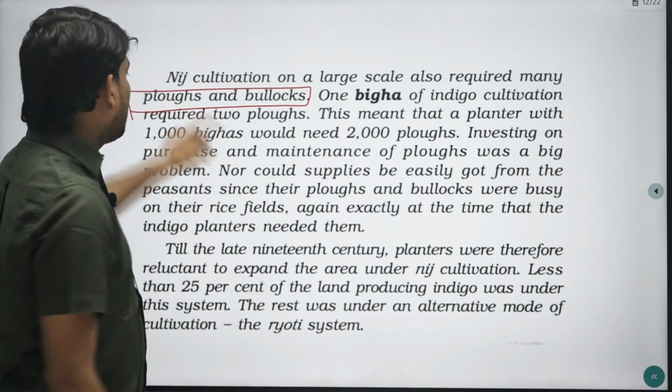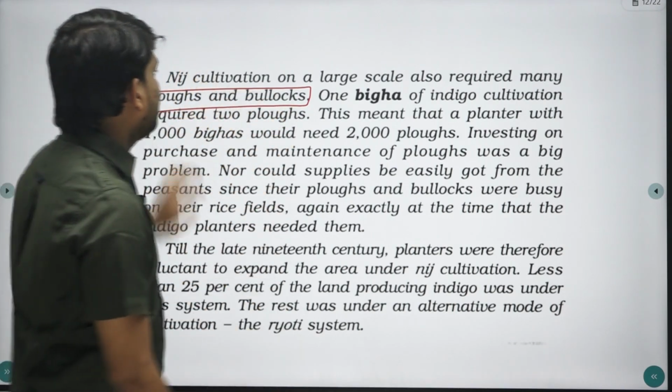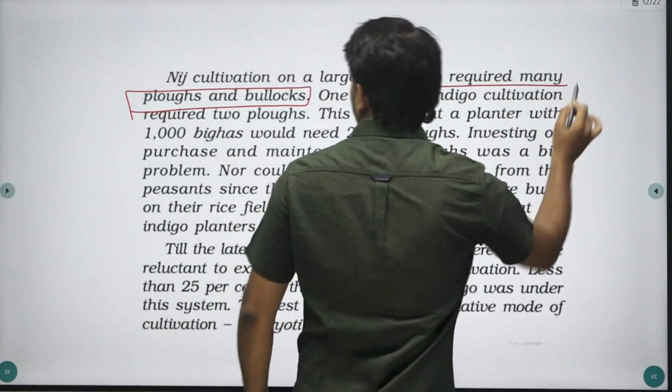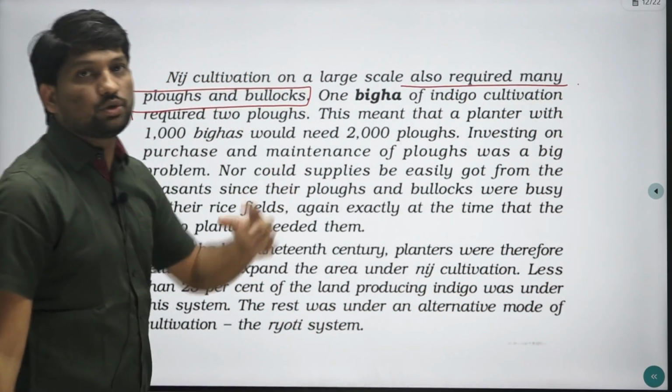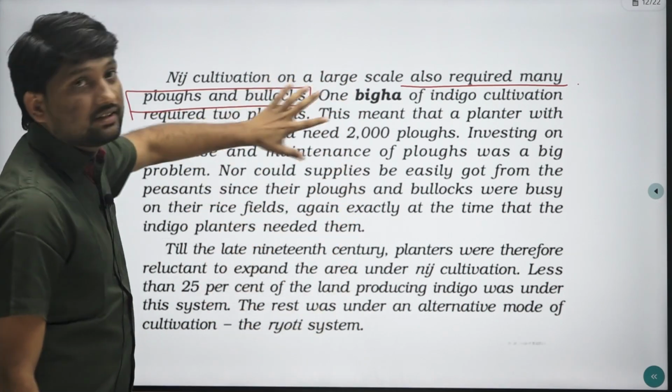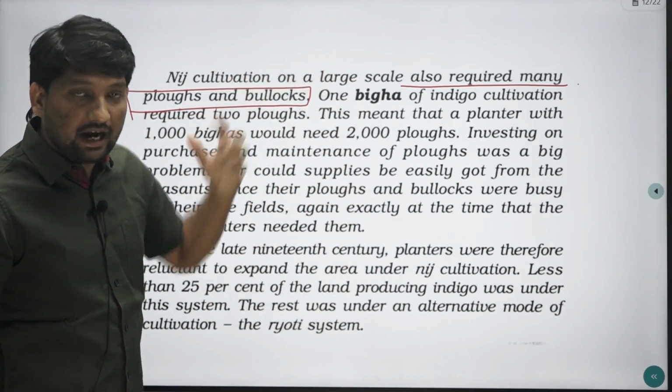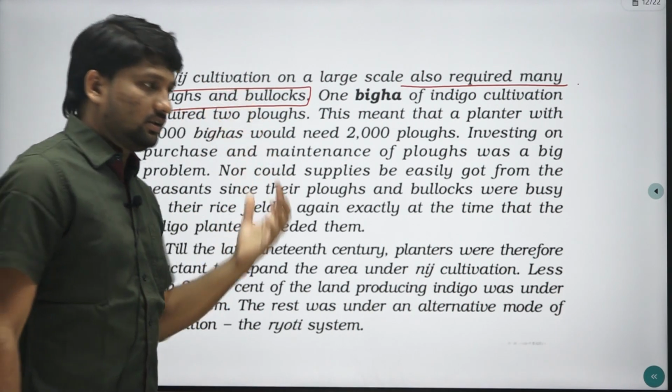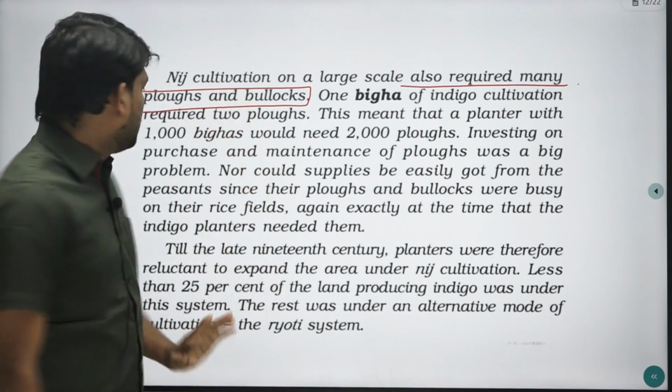And the third thing is the requirement of a large number of ploughs and bullocks. Nij cultivation on a larger scale also required many ploughs and bullocks. So getting all these things was difficult for the planters. So for the planters, Nij cultivation was a hard task and not that profitable as compared to Ryoti.